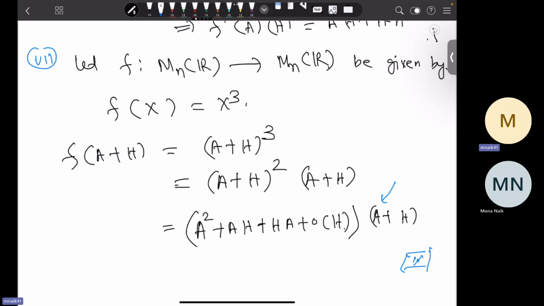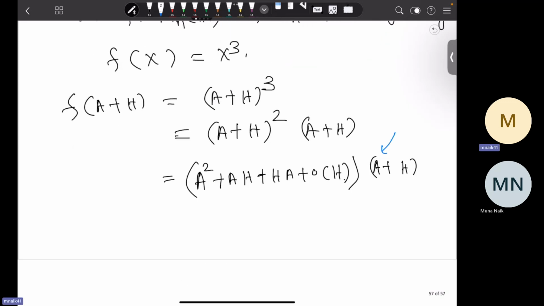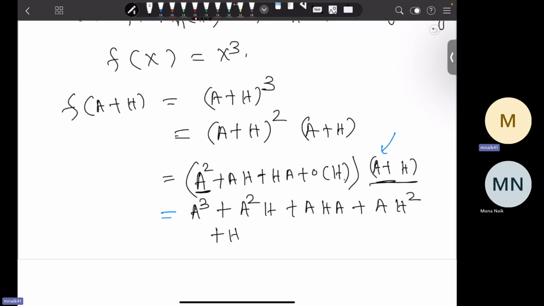Okay, let us finish this thing. So this a squared plus ah plus ha plus little o: multiplying first, this will be a cubed, then a squared h, then aha, plus ah squared, then ha squared, plus little o.